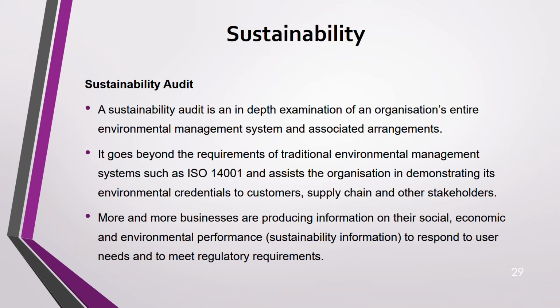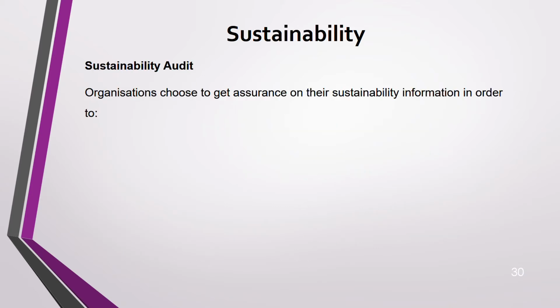Okay. Why are they doing that? They are producing more and more information to meet regulatory requirements. Because, as I told you, earlier it was voluntary. Now what they are trying to do, they are trying to make it mandatory. So to meet those regulatory requirements, they have to disclose information. Sustainability information has to be there. Now, organizations choose to get assurance on their sustainability information. Why do they want to get assured by an auditor on the sustainability information?